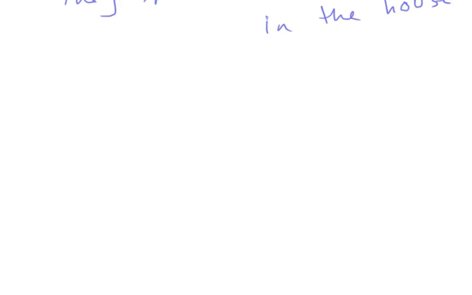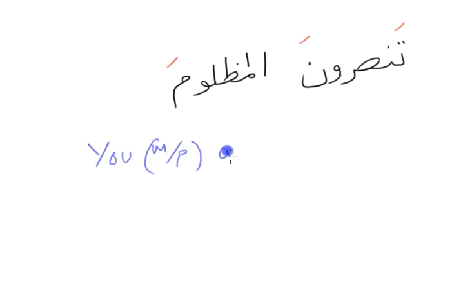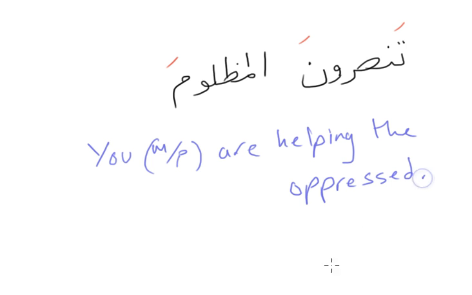And let me give you another example. تنصرون المظلوم. المظلوم, the oppressed. تنصرون, so this is the you male plural, so it's you, male plural, are or will help the oppressed. So that's basically how it's done.